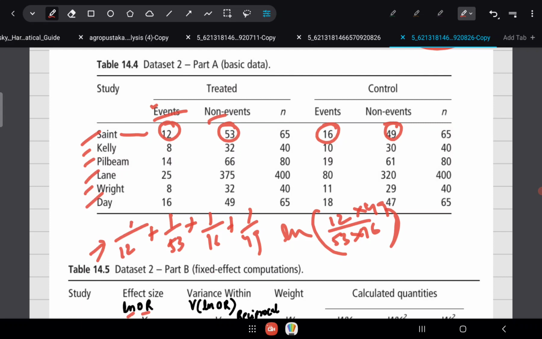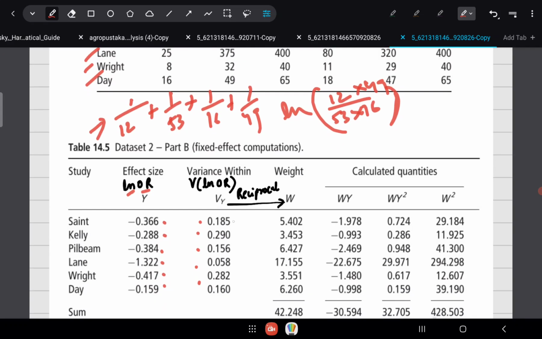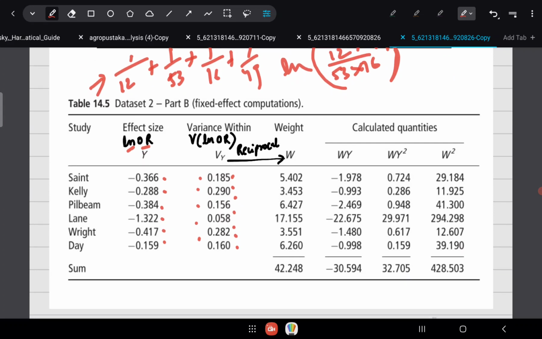So this is simply the formula for variance in natural logarithmic of odds ratio. This also you can calculate for each of the studies. Then in fixed effect modeling, the weight is the reciprocal of the variance. So we'll take the reciprocal of all of these variances. These are all the within study variances, and then we'll get the weights.